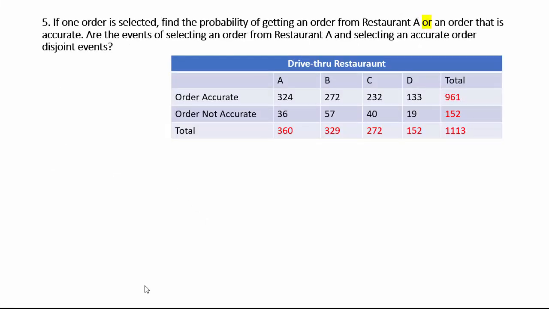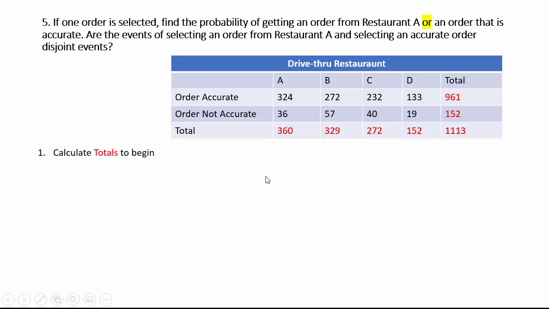Okay, for number 5, I wanted to choose this one because it has an example of the addition rule. So if one order is selected, find the probability of getting an order from restaurant A, or, highlight that, an order that is accurate. So are the events selecting an order from restaurant A and selecting an accurate order disjoint events? Okay, so let's do this one.